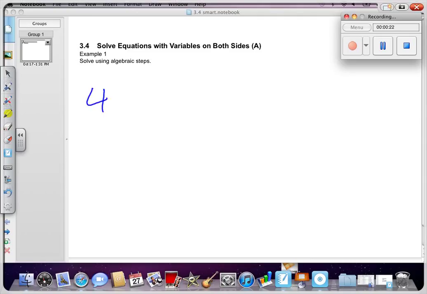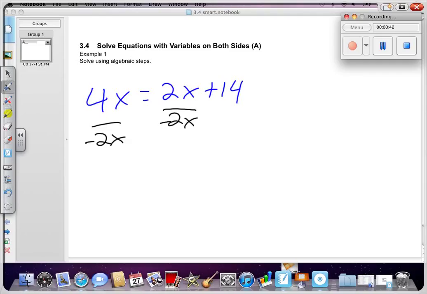If we have 4x equals 2x plus 14, the first thing I'm going to do is say, okay, I have x here and an x here, and I need them to be on the same side. So I'm going to move the smaller one, the 2x. So I'm going to subtract 2x from both sides. These cancel, and I'm left with 2x equals 14. Well, now that's pretty easy, right? What do I do now? Solve it, by dividing by 2. And I get x equals 7.